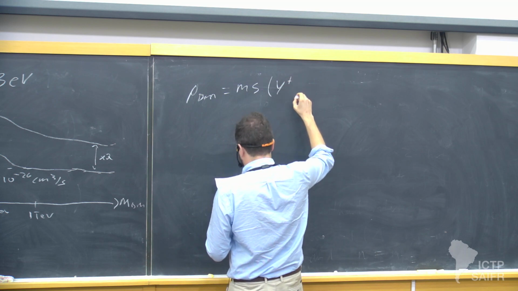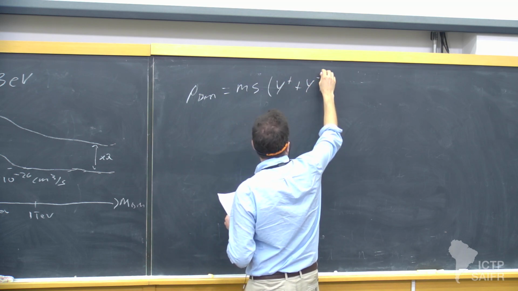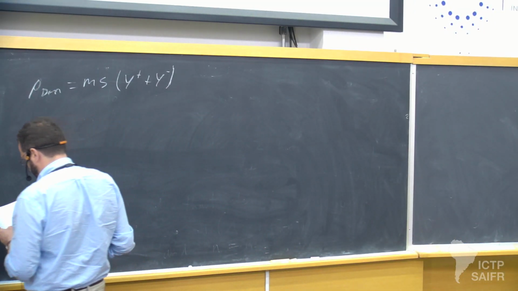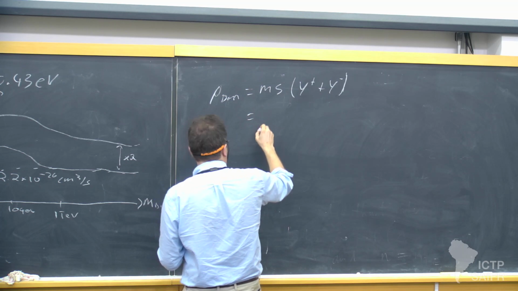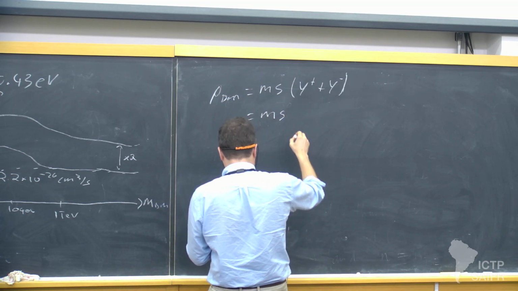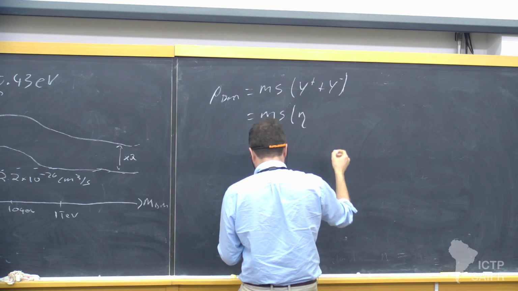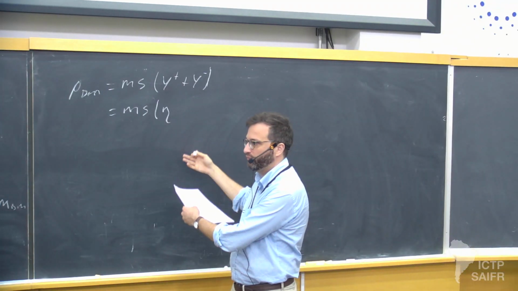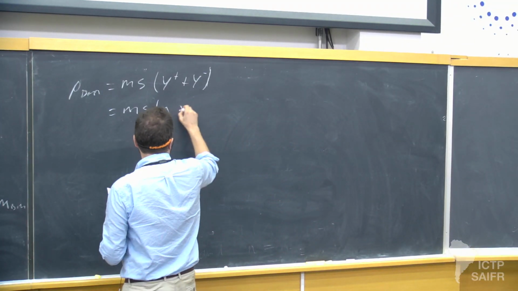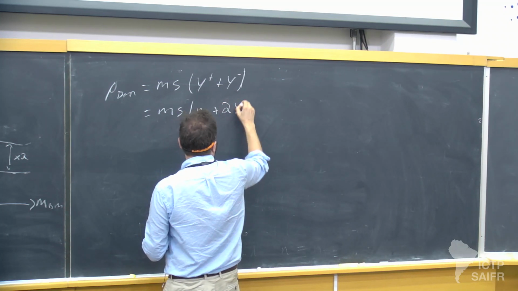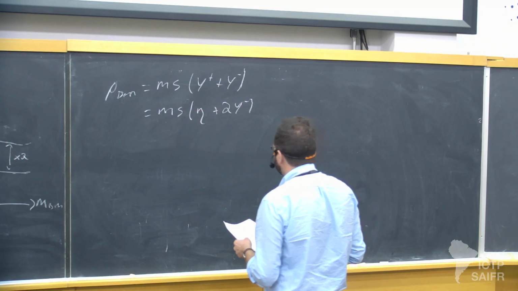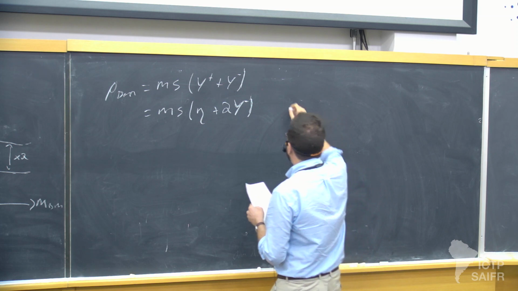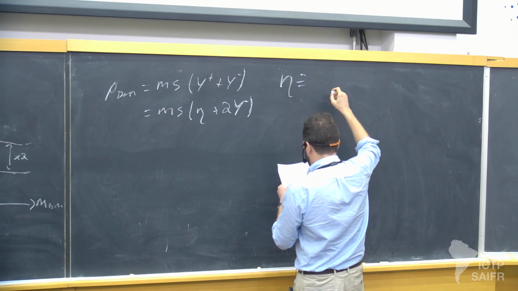Now, the dark matter density we can write as m times the entropy density times (y plus plus y minus). So this is the particle number density plus the antiparticle number density. And this we're going to write as m s eta, where eta is the asymmetry in the dark sector, and the asymmetry in the visible sector I'll write with a subscript b, plus 2 y minus. Okay, so eta is just going to be our asymmetry.